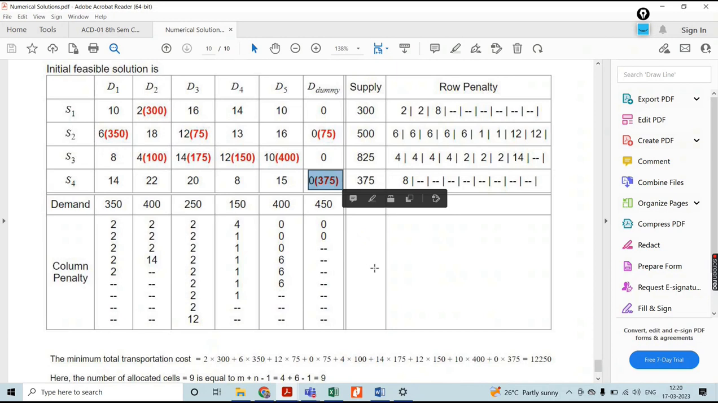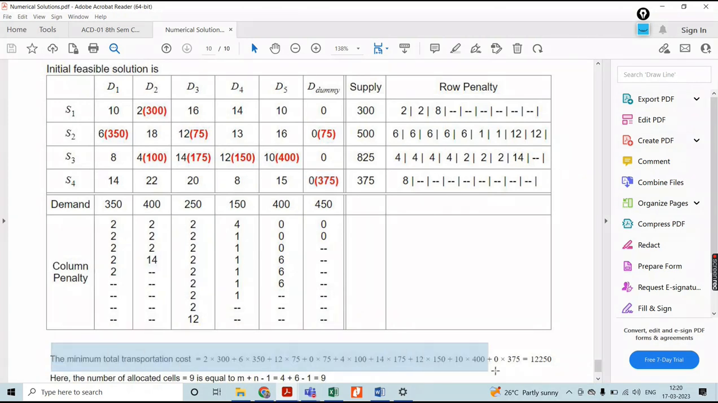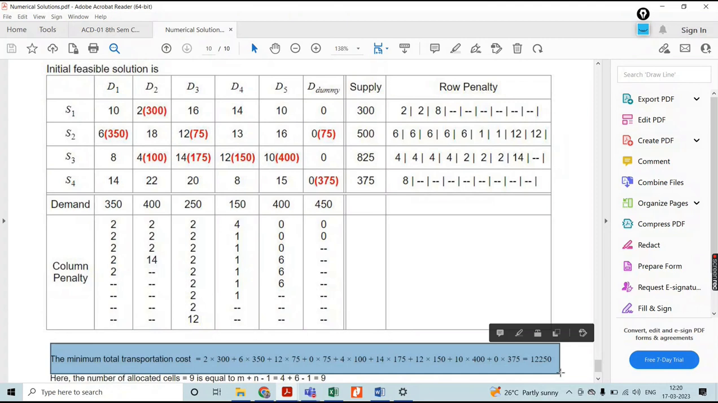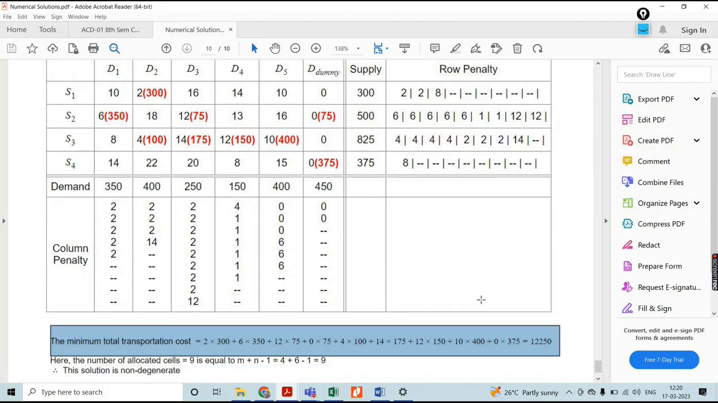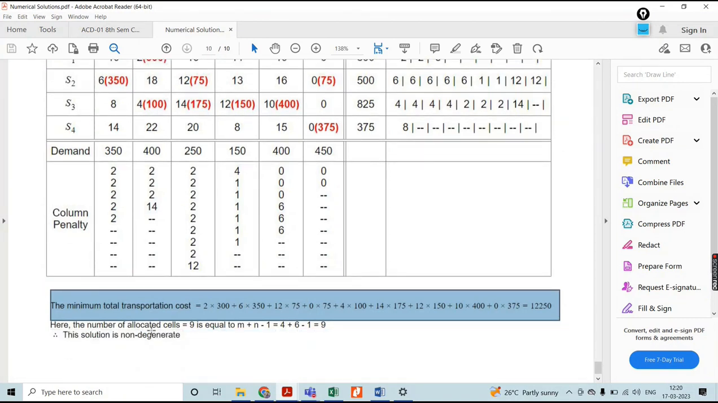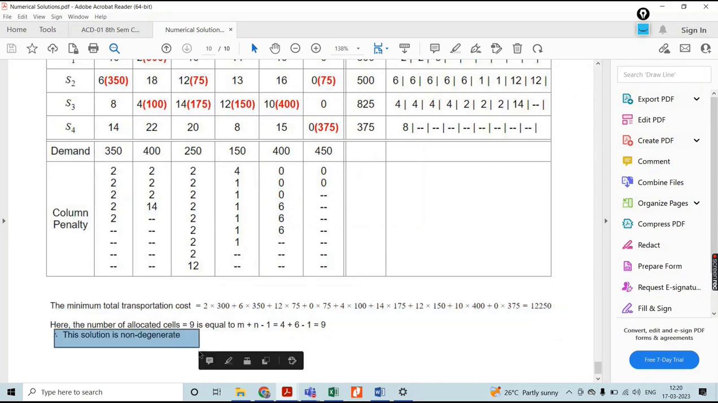0 into 375. Then the total cost is 12,250 rupees. Is this clear? Then the allocation is equal, which means the solution is non-degenerate.